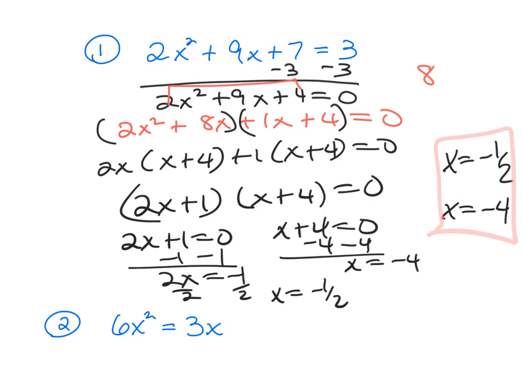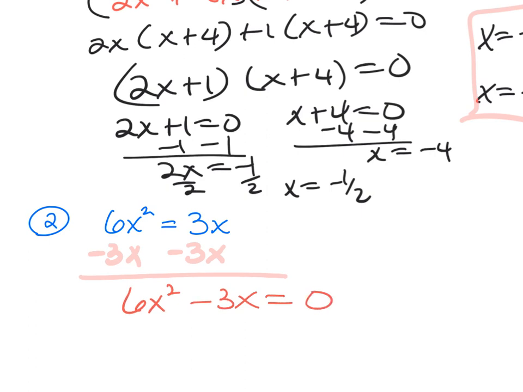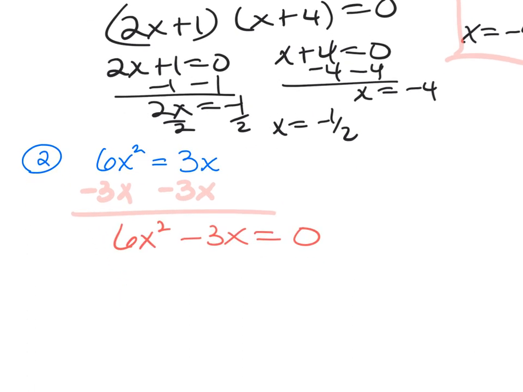Next one, I'm also going to factor this one. Now, if you try to just divide by 6 and then square root it, you're going to miss out on one of your solutions. So you do need to set it equal to 0. So you do need to subtract the 3x, and you get 6x squared minus 3x equals 0. I'm going to factor out a greatest common factor of 3x. And then after I pull that out, what remains is going to be 2x minus 1 equals 0.